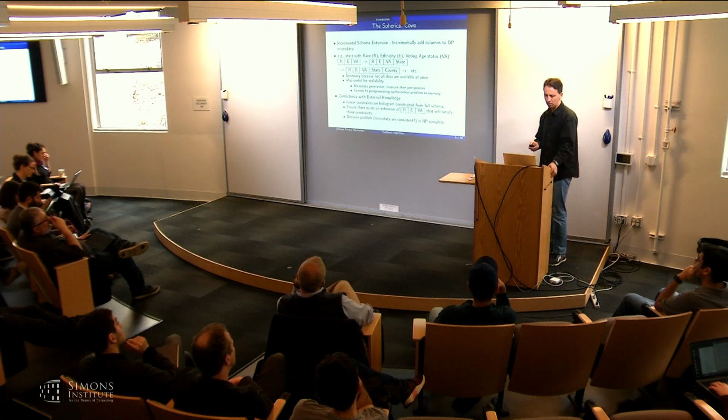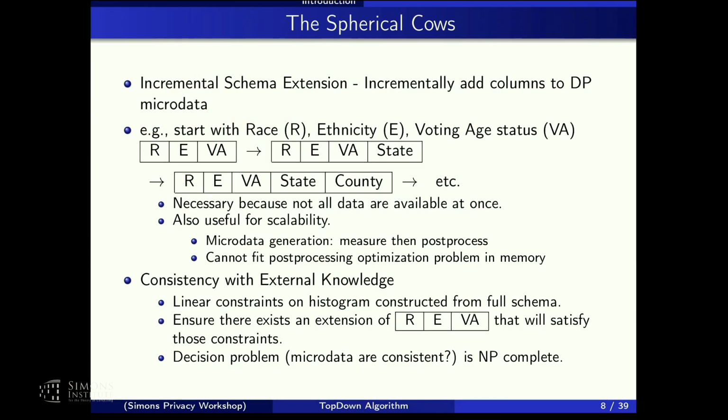Okay, so let's talk about these two well-defined problems. The first one we call incremental schema extension. Basically, we create microdata through a differentially private process, and then we add columns to it, also satisfying epsilon differential privacy.